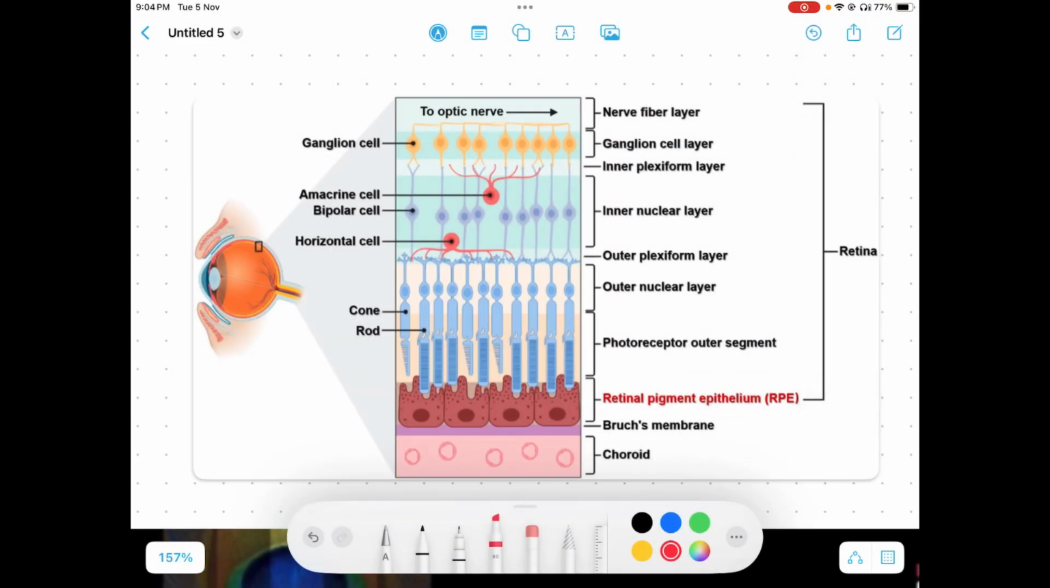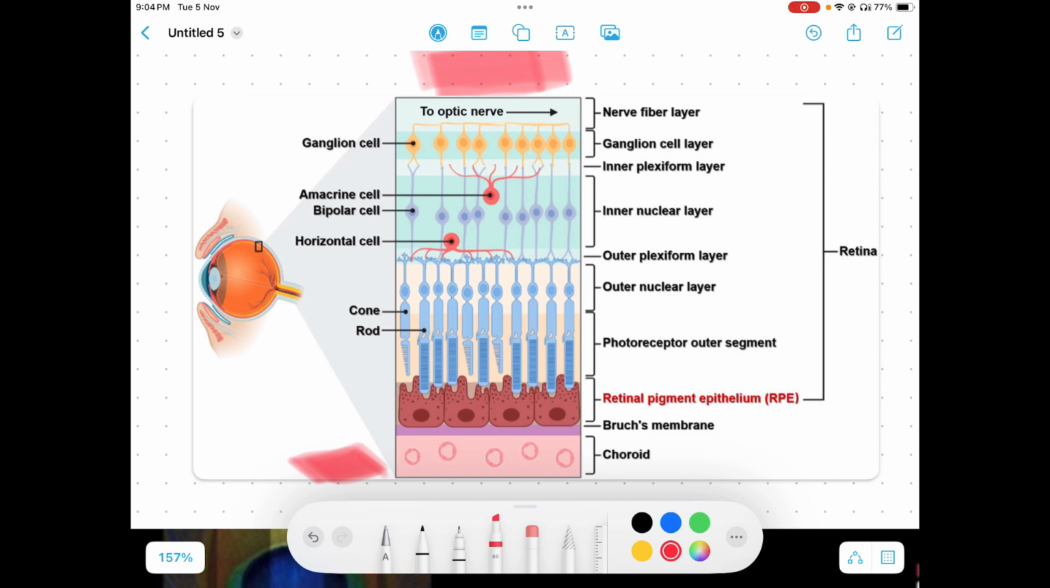Hello everyone. Today we are going to discuss the layers of the retina on OCT, which is optical coherence tomography. First, we will discuss the layers of the retina as in the histopathology. We know that the retinal nerve fiber layer goes on to form the optic nerve. So we are going to study the layers of the retina from the vitreous to the outermost layer of the eye.